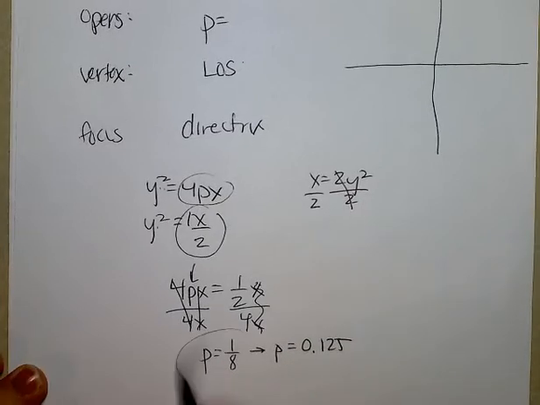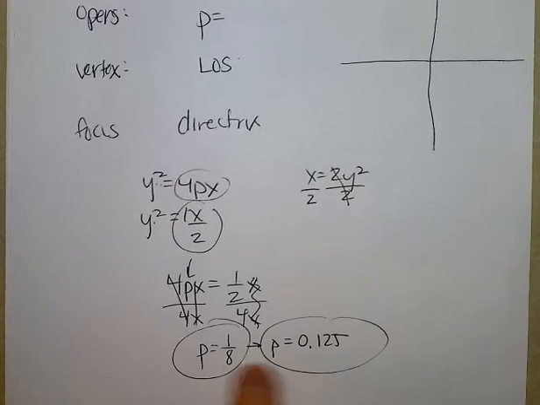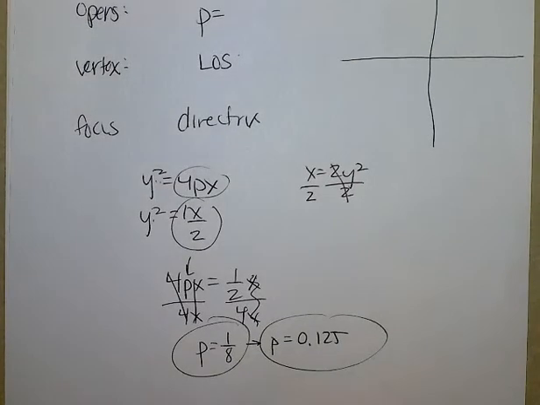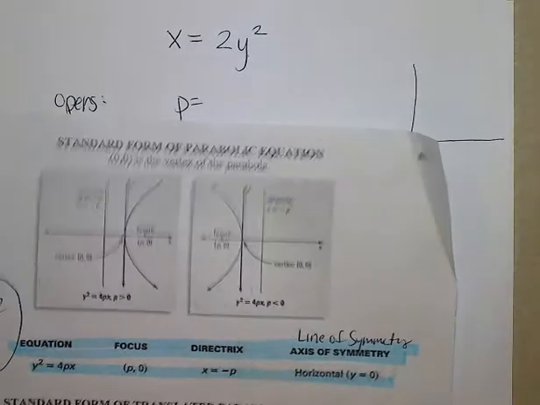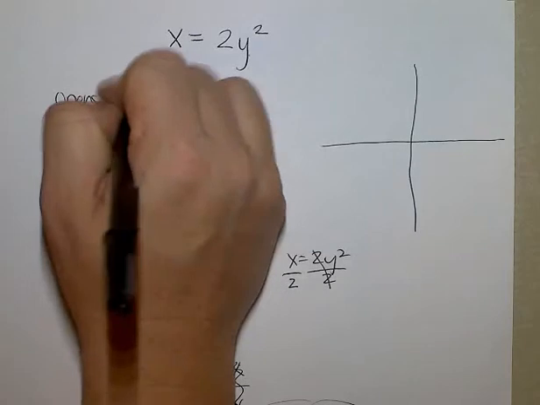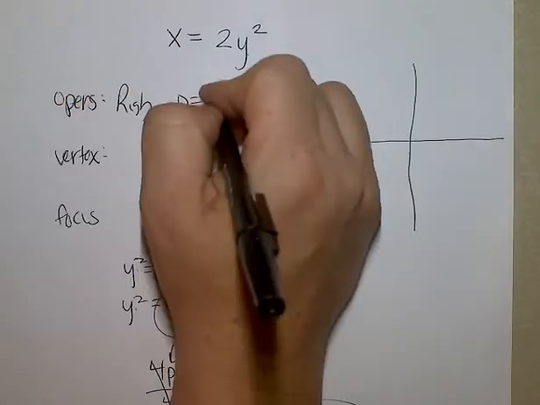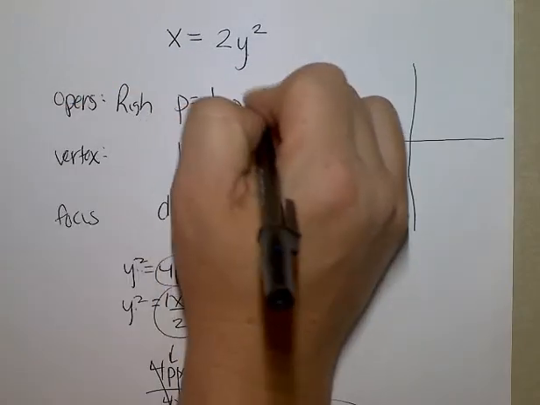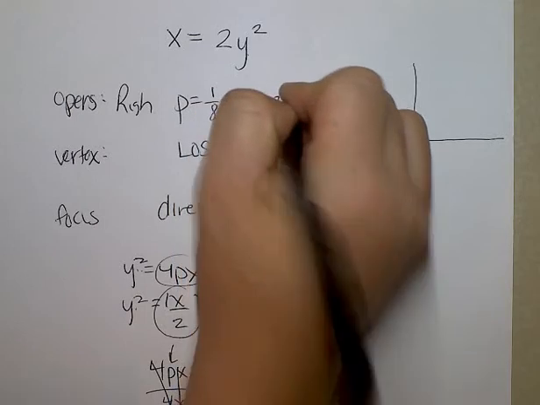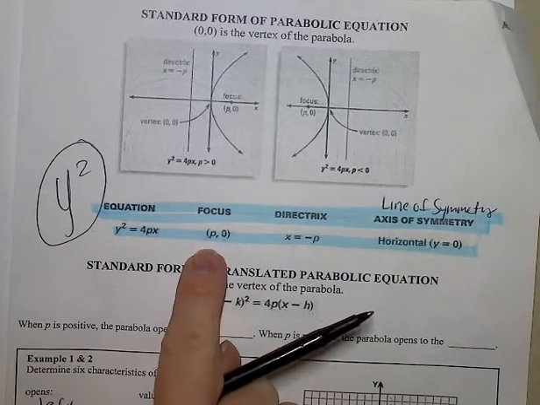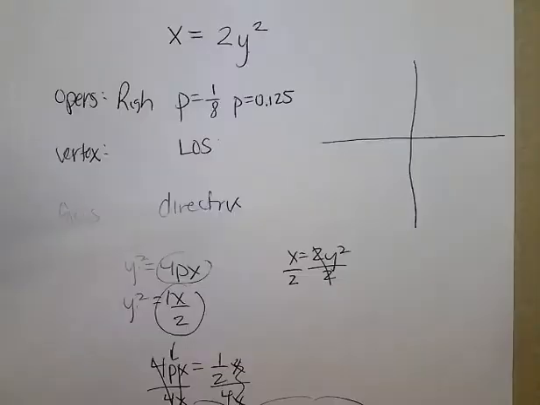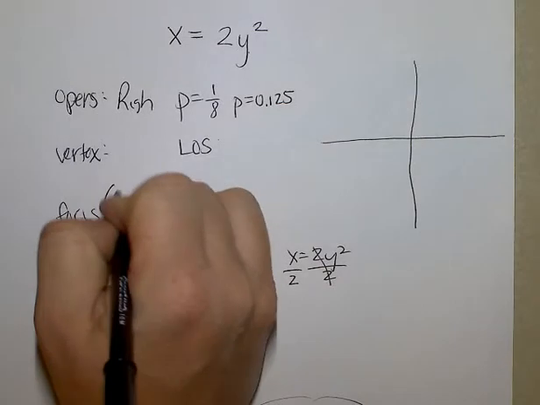This is your p-value. Since p is positive, and I'm working with a y squared problem, does it open to the left or to the right? So I know it opens to the right, and my p is equal to 1/8, or you could say 0.125. Okay? So now I go to the focus, and I go back to this, and I go, the focus is p, 0. So the focus is 1/8 and 0.